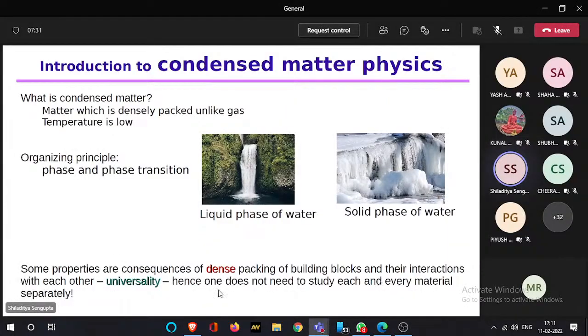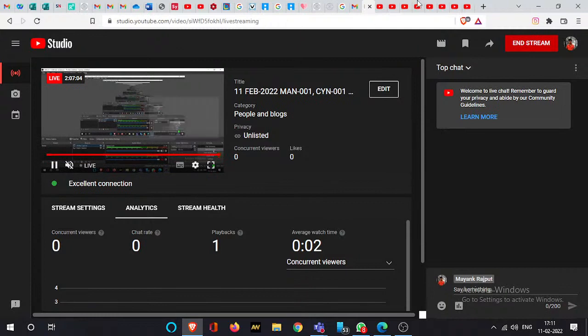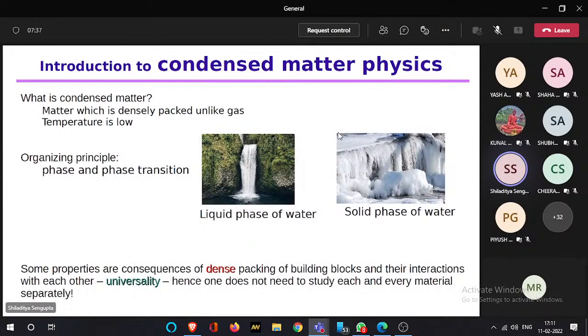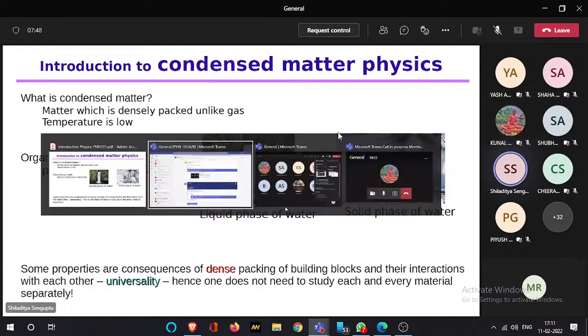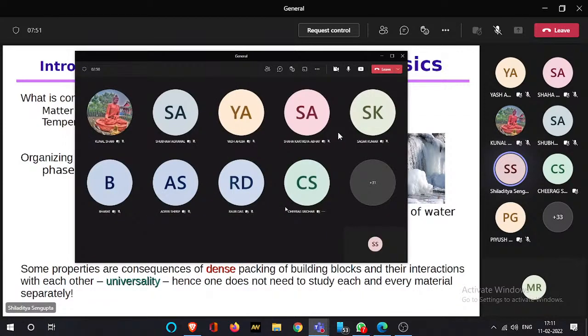Then let's understand what is meant. How many of you have heard the term condensed matter physics? Someone said you have heard it frequently. Can you give me an idea of what you expect? Maybe we are talking about highly dense matter. Correct, highly dense matter. So what is an example of lowly dense matter?